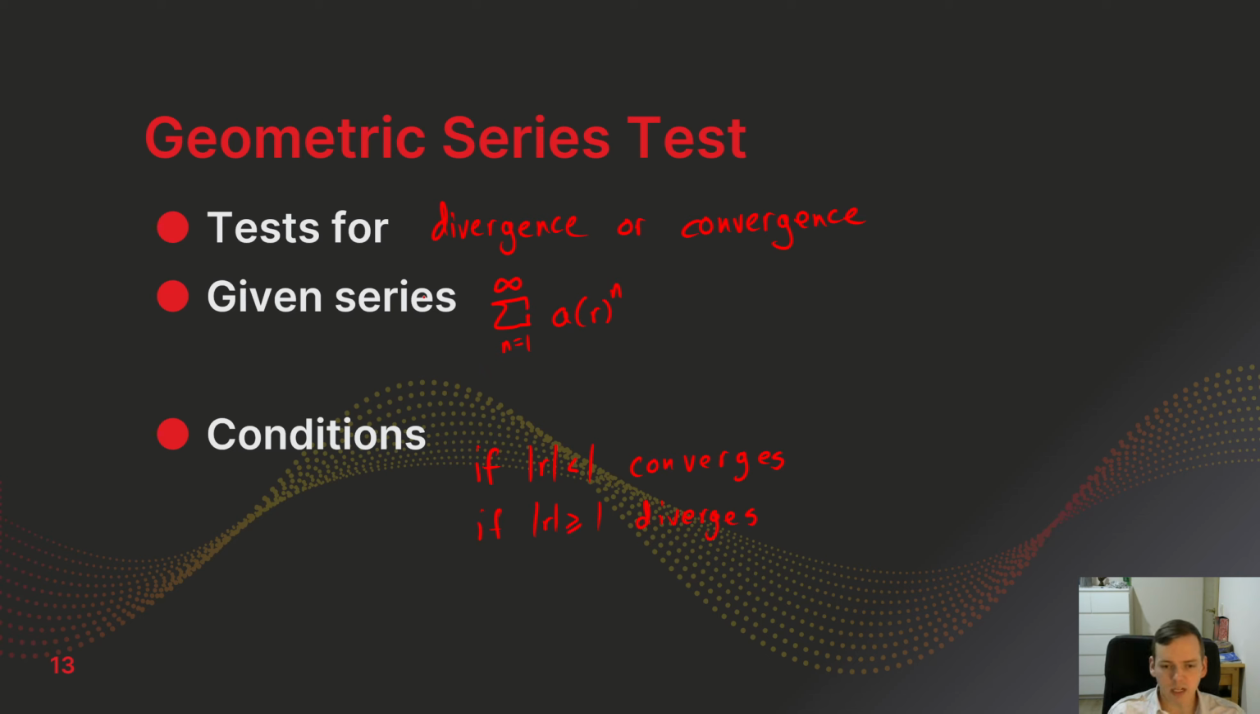So as long as you've got a geometric series, it's really easy. You've got a definitive answer, you just check that r value. If it's less than or equal to 1, converges. If the absolute value is greater than or equal to 1, it diverges. I misspoke there. It's if the absolute value of r is less than 1, it converges.